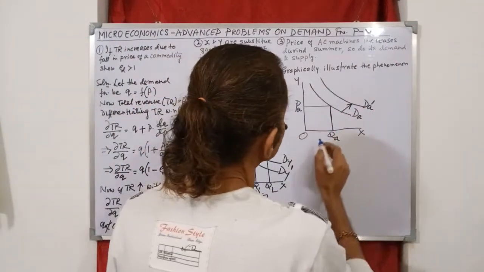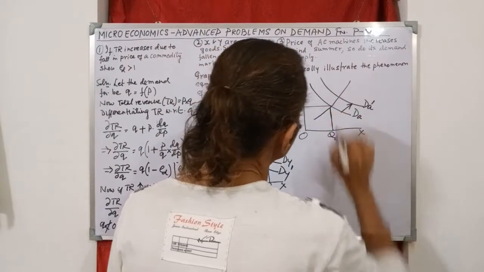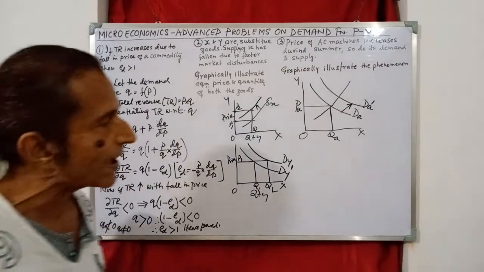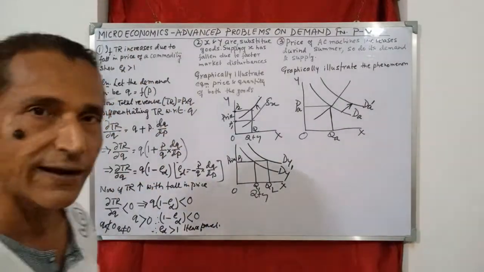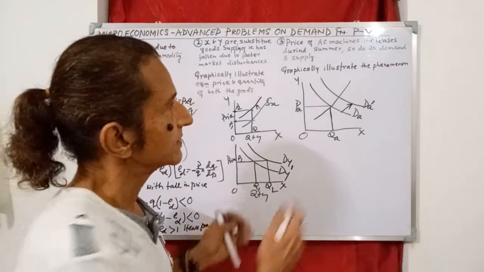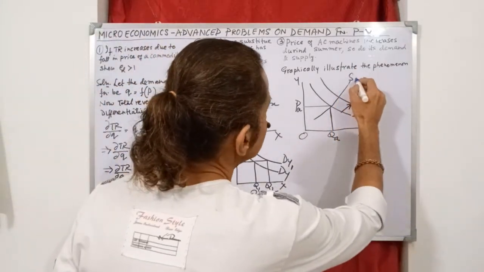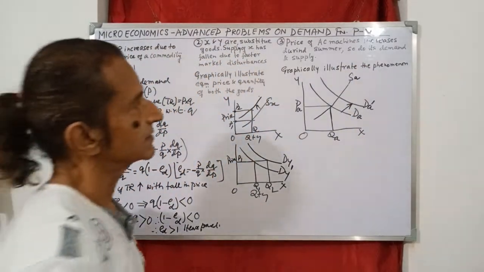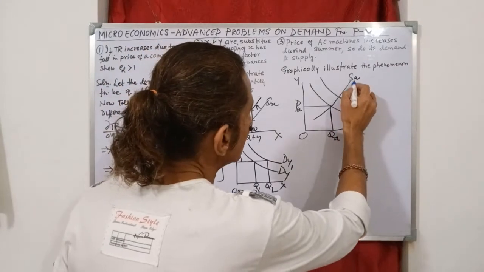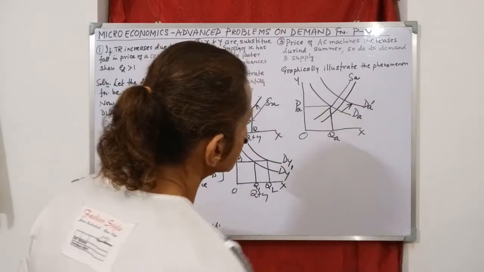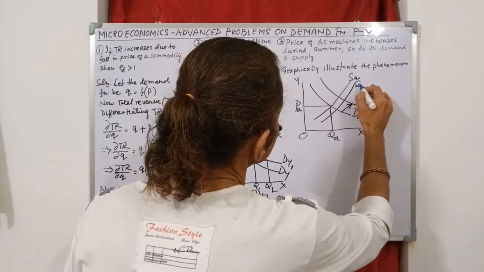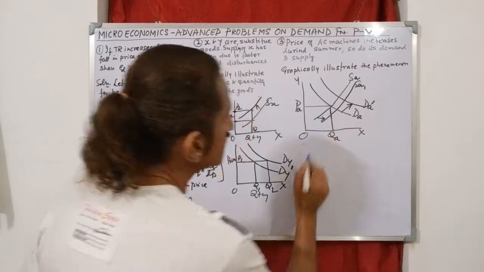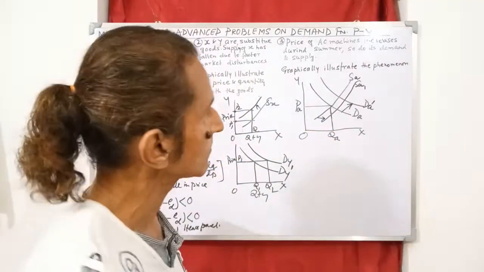Now, say this was the original supply curve. Now as demand has increased, the producers, they say this is SA, is the original supply curve. The producers will supply more of the commodity. So the supply curve will shift from SA to SA1, that is, it will shift parallelly rightward.